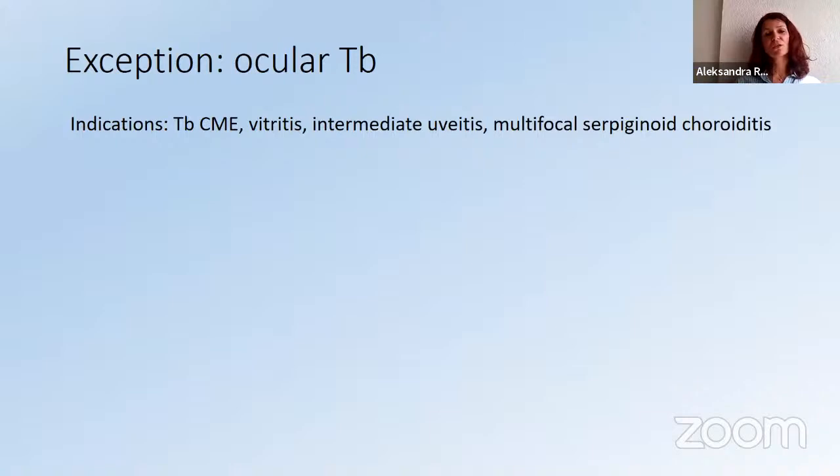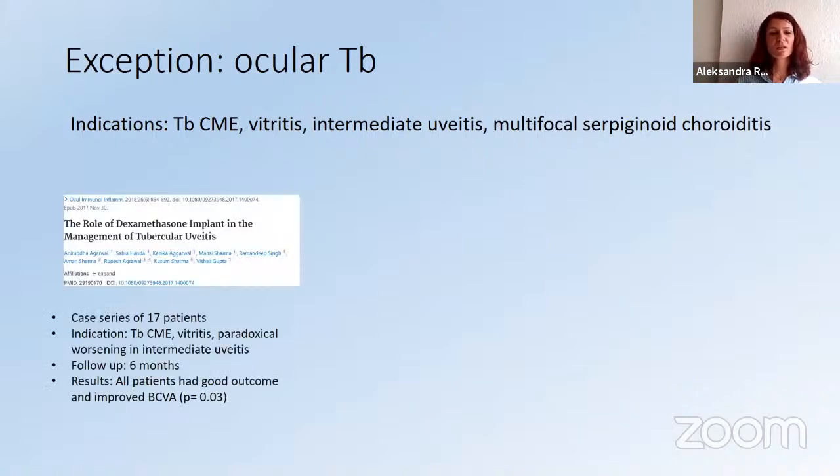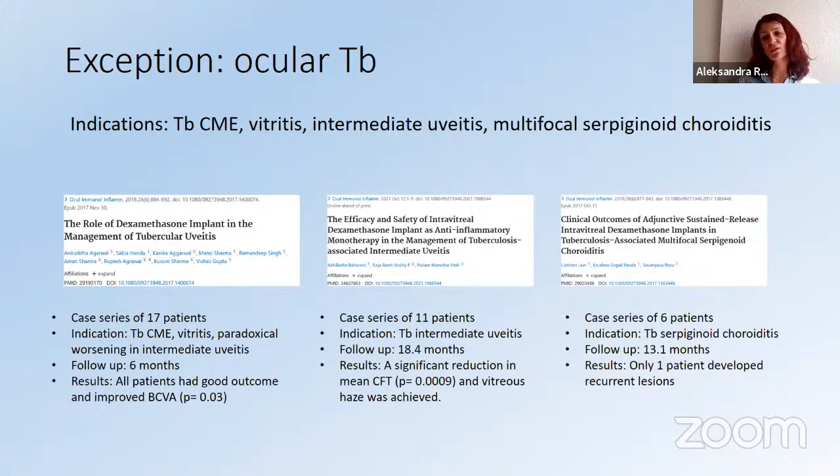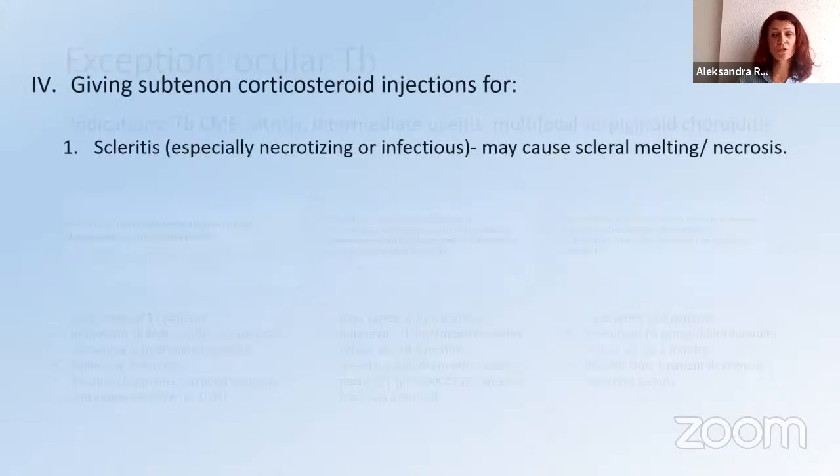Another exception is ocular TB. There are some case series of patients treated with dexamethasone implants for TB cystoid macular edema, vitritis, intermediate uveitis, and multifocal serpiginoid choroiditis, with potentially good outcomes and fairly long follow-up. So this gives new hope. However, those are endemic areas, and we probably need more data on this topic. Usually patients were covered with anti-TB medications as well.